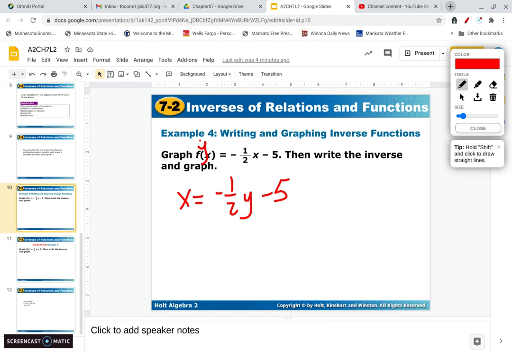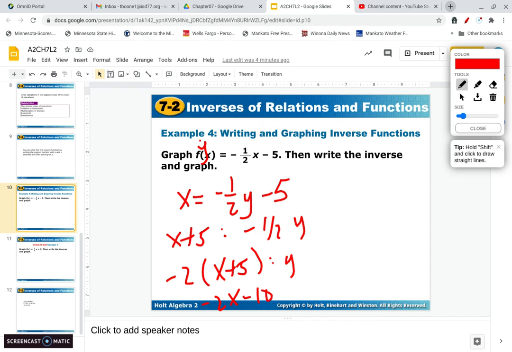All right, so we would add the 5 to both sides. That gives -1/2 y. And then we would multiply both sides by -2. Now, a couple different ways that you could write this. You could go -2 times (x plus 5), that equals y. Or if you wanted to distribute that, you could say -2x minus 10. Certainly could be that. And that's what the inverse is.